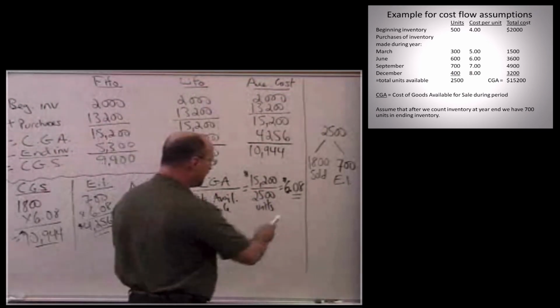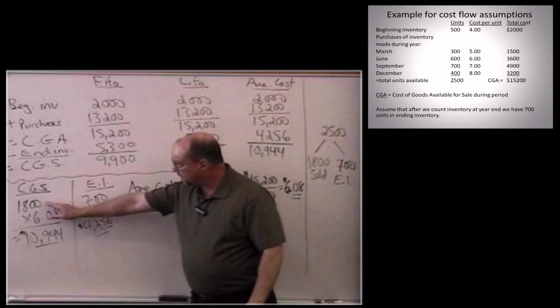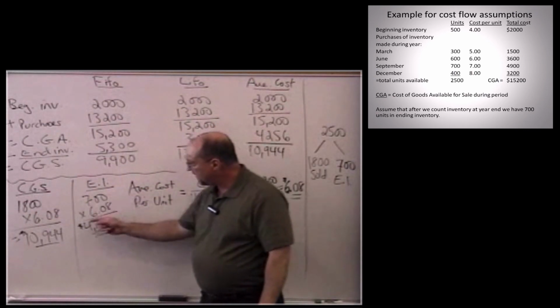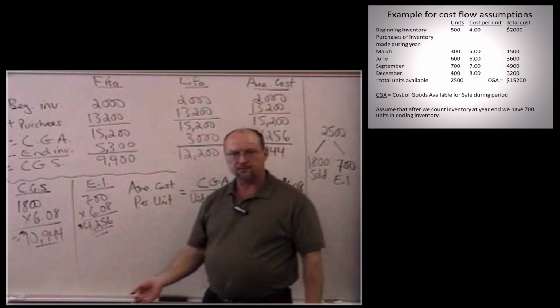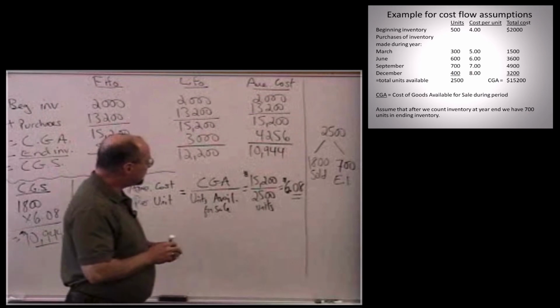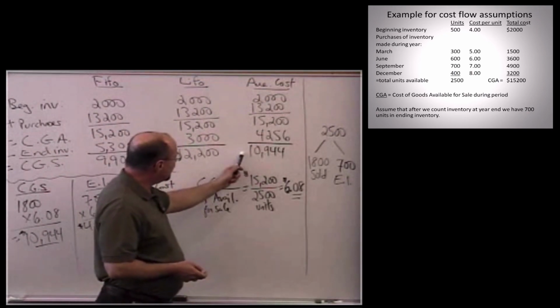Then we take this average cost per unit and we multiply it times the number of units sold, 1,800, and the number of units in ending inventory, 700, and that's how we figure out the dollar values for each of these items. Okay. Notice that weighted average, or the average cost method, always produces numbers in between.